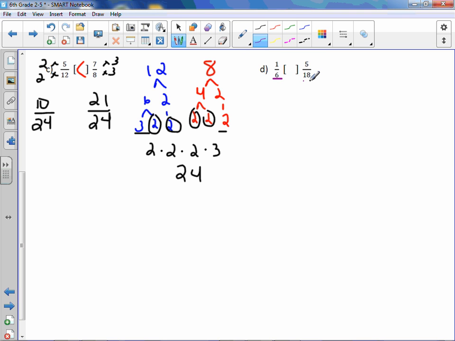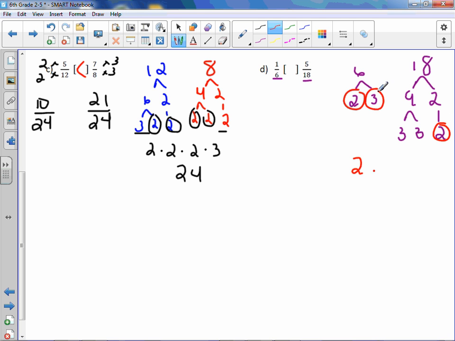Letter D, we have 6 and 18. 6 is 2 and 3. 18 is 9 and 2. And 9 can be broken down into 3 and 3. I'm going to bring down that 2. Looks like they have a 2 in common and a 3 in common. And bring down the leftovers, which is a 3. 2 times 3 is 6. 6 times 3 is 18. Our least common denominator is 18.